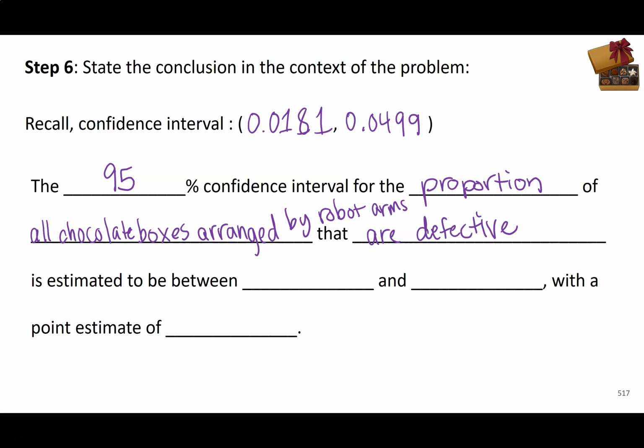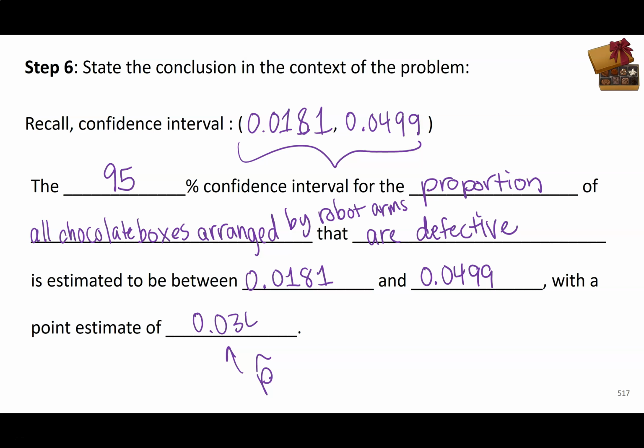Is estimated to be between, and here's where this comes in, and remember, no units, so 0.0181 and 0.0499. Remember, you should always say from the smaller number to the bigger number. We're real sticklers for that one. With a point estimate of, so this is that p hat, 0.034. And if you double check, 0.034 should be exactly in the middle here. If you averaged the two ends, you should get 0.034.